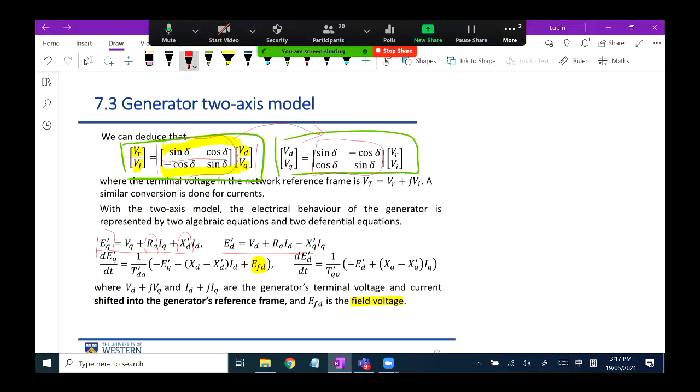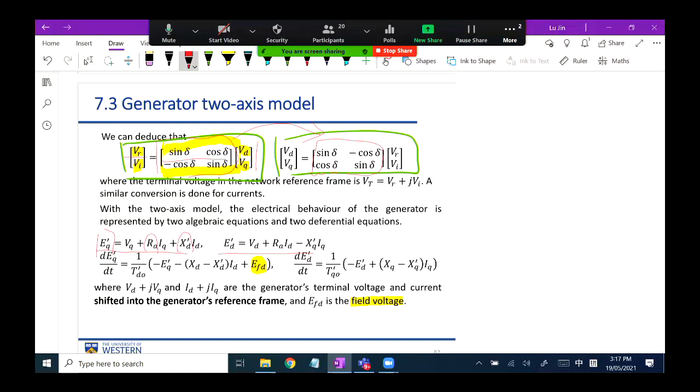This is RA, A for armature. RA is the armature resistance. XD prime is the transient reactance of the rotor of the generator. IQ and ID are just two different currents. So by doing this, we are creating the relationship between the internal voltage of the generator and its terminal voltage. The equation on the right-hand side has roughly the same idea, but we are going to focus on the direct axis component of it.